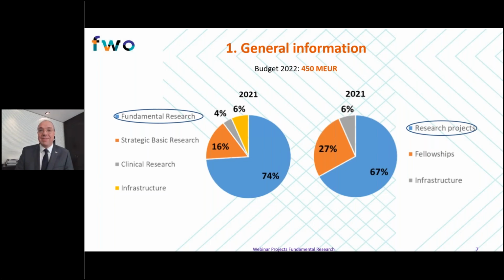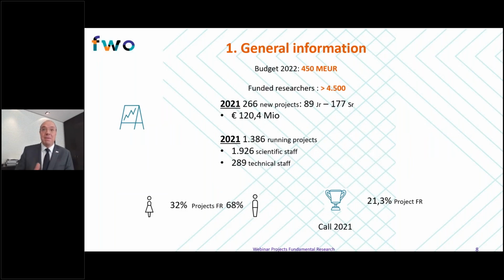When we take a look at this budget from another angle, you see that almost 70% of our budget is going to the funding of research projects. So the funding scheme under discussion here this afternoon is also among these 70%. When we take a closer look, you can see that FWO today stands for the funding, directly and indirectly, of more than 4,500 researchers, which makes us one of the largest players in Belgium.